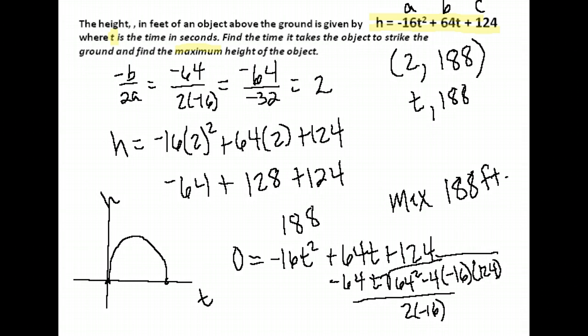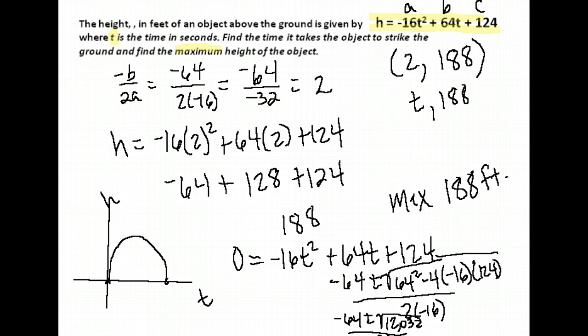I'm going to compute the part inside. We have 4 times 16 times 124, which is 7,936, plus the 64 squared gives us 12,032. Trying to save space here. Divide that by 2 times negative 16, which is negative 32.